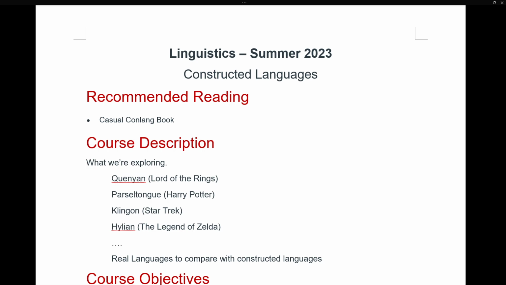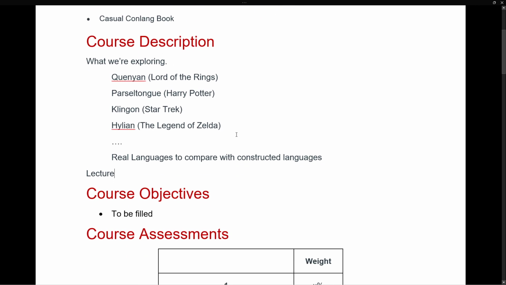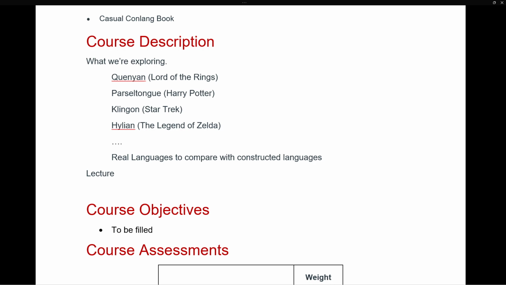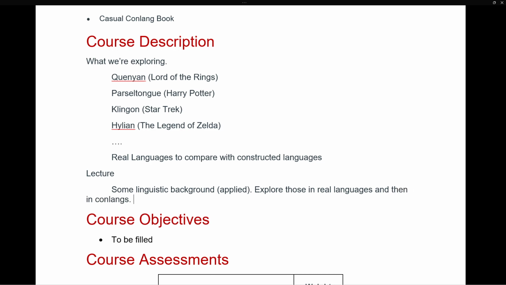So, okay, so we can do this. Usually in the course description, we give something about how lectures work, so what we're going to introduce in lectures. And the goal of this is really to learn about conlangs and how to compare them to real languages. So in order to do that, assuming this course is for people who have never taken linguistics before, lectures have some linguistic background, focus on the applied stuff more than the theoretical part. So we could explore those in real languages and then in conlangs just to get some ideas of how they work in the real world and how some conlangs use those.